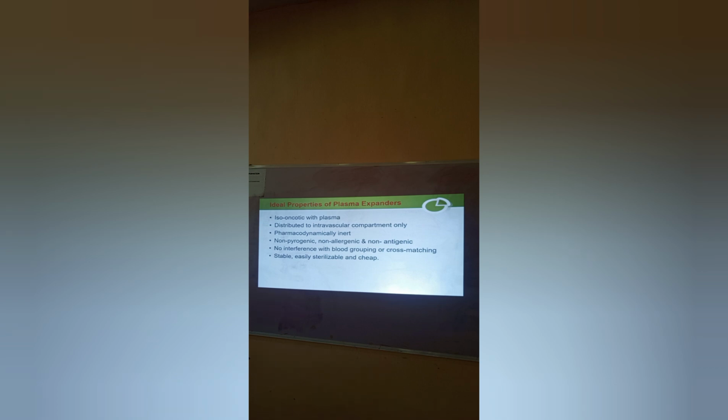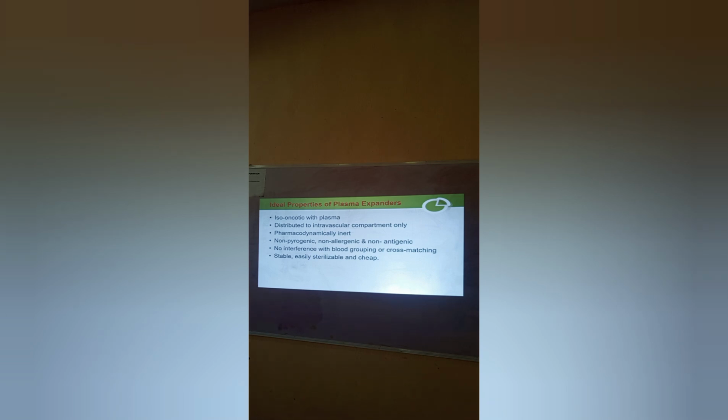Sorry, John. Put it like this. The ideal properties of plasma expanders should be, not are, because when you say ideal, nothing is ideal. So the ideal properties should be, one, isooncotic. Because when you look at those, you see that none of them is actually ideal. Some of them interfere with blood movement, so you will see when you start discussing them. Thank you very much for that.